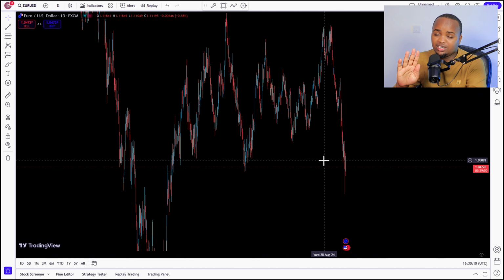But there are key factors we are looking at on this price action. We are looking at this chart. We have two things that are very important. Number one, we have the price action. So what is the price action?